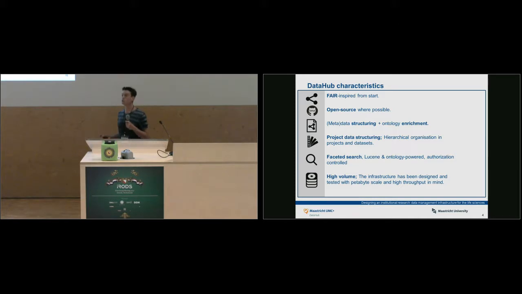What we do for users is to structure their data within projects and to give users an oversight of the data they've collected. To be able to search for it, we built a faceted search interface using the semantics in the ontology-enriched information from the metadata that we put in. And finally, because of the volumes that are increasing within life science, everything has been designed and tested with high throughput in mind.